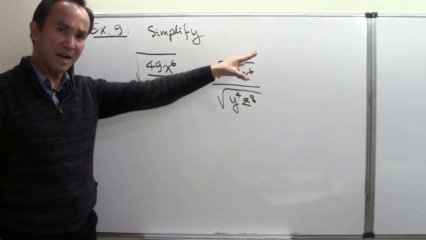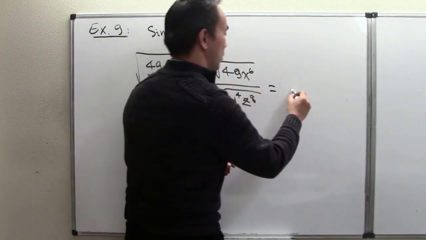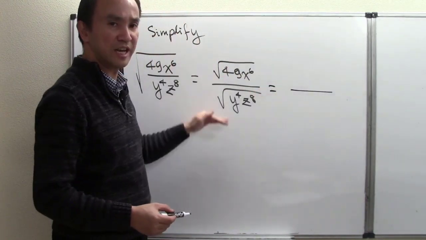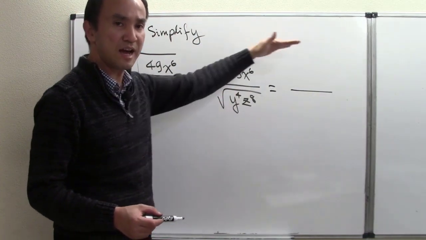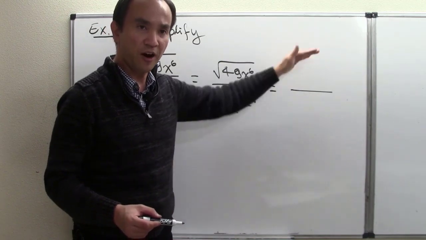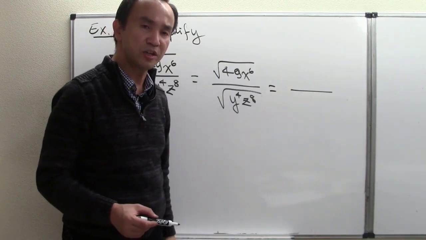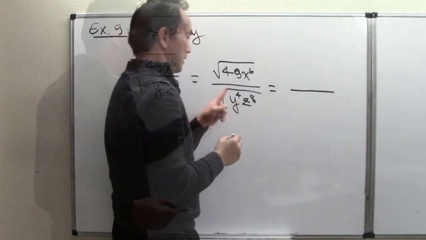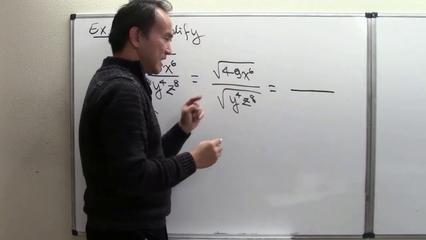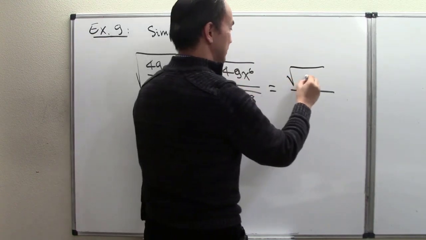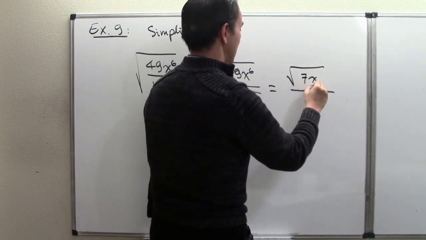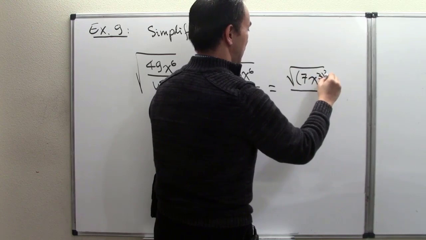And so from that point on, according to the order of operations, I can easily handle each one of these roots right here separately, and then in the end we put the two results together as one fraction, as one quotient. All right, and so for the first square root here, I can easily see the 49x to the 6 as a perfect square of 7x cubed, all squared.